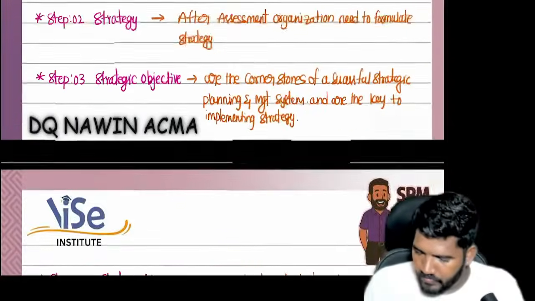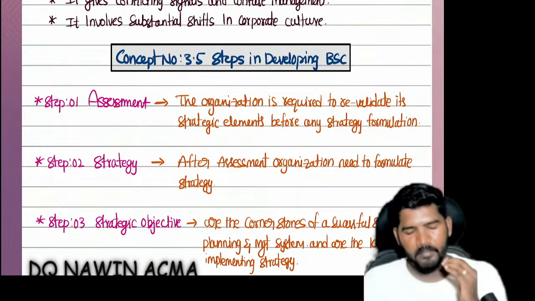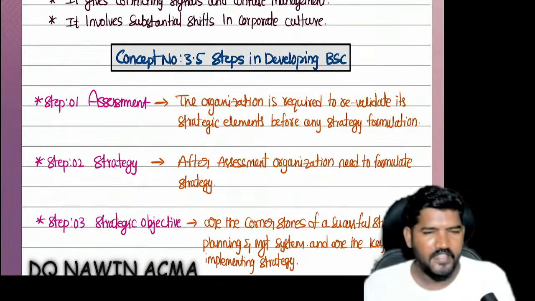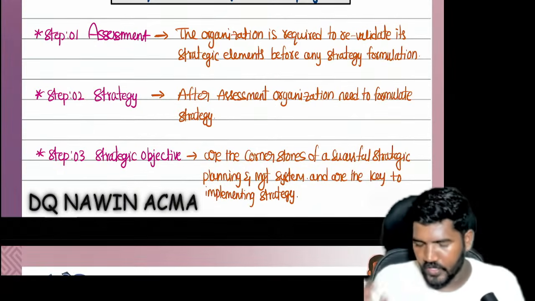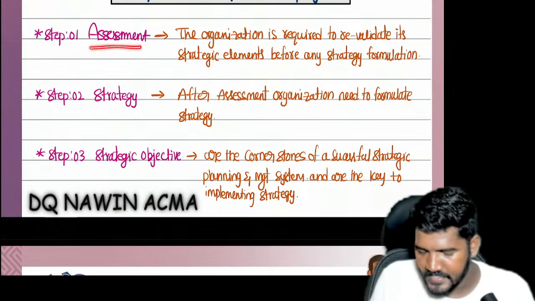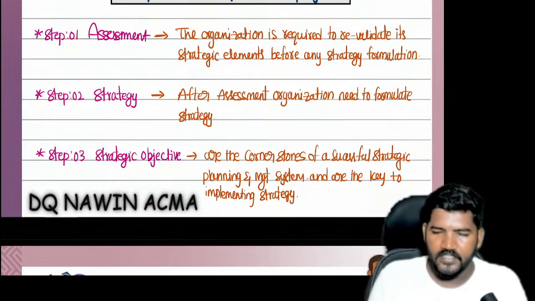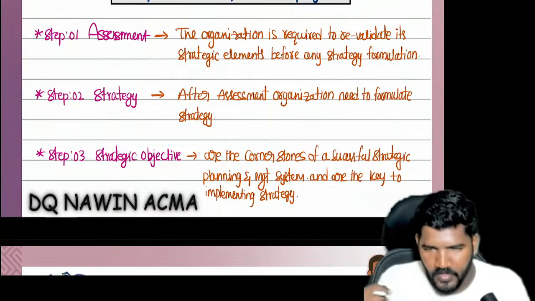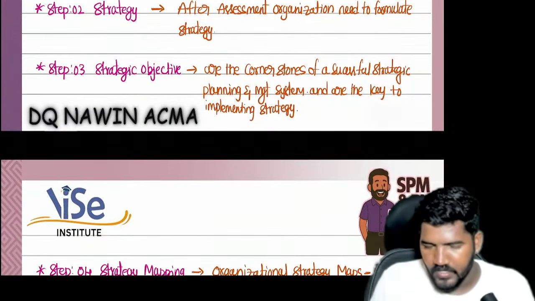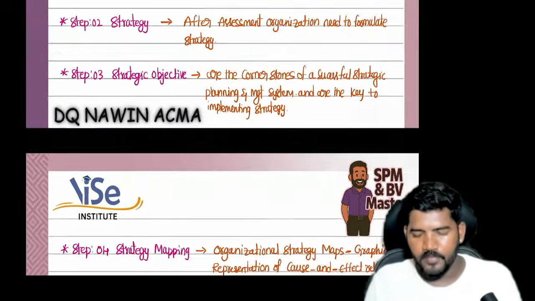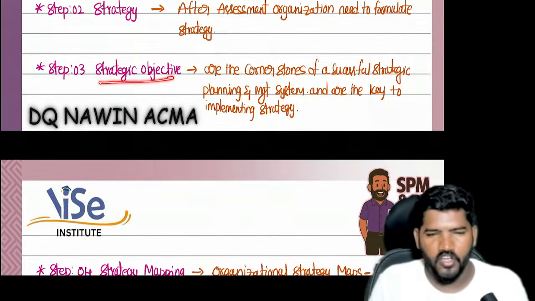Next, these are the steps you have to follow for implementing the balanced scorecard in an organization. I'm just explaining the steps; you can go with the theory content. First, assessment. The word assessment means first considering whether this balanced scorecard is required for our organization or not. Next, create a strategy, and check whether the strategies relate to the objectives or not. That is called strategic objective.